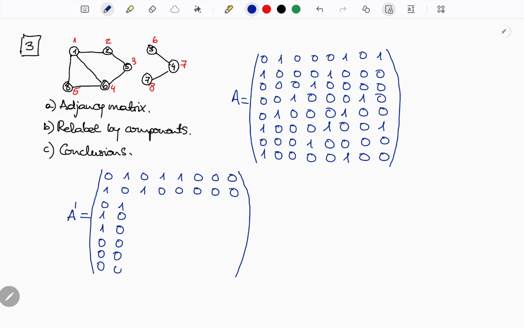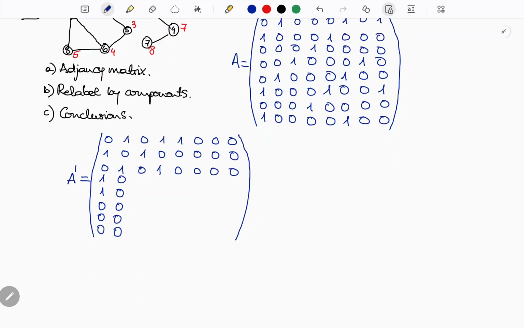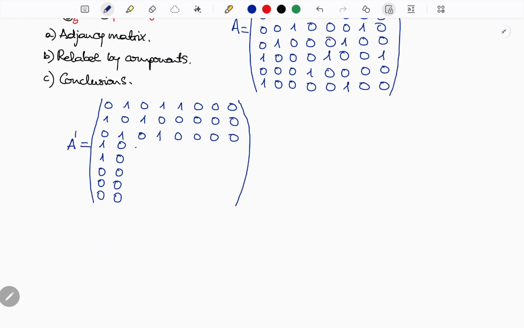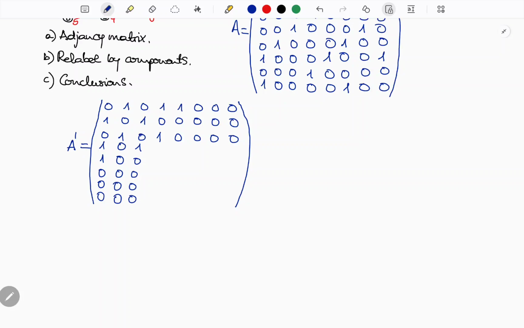3, 4, 5. And now for node 3. Node 3 is connected to nodes 2 and 4. So for node 3, I have a 0 here, and it's connected to 2, which is already here. And also to node 4, so for node 4, I have here a 1, and then 5, 6, 7, and 8 are zeros. So here I have a 1, 0, 0, 0, and 0.